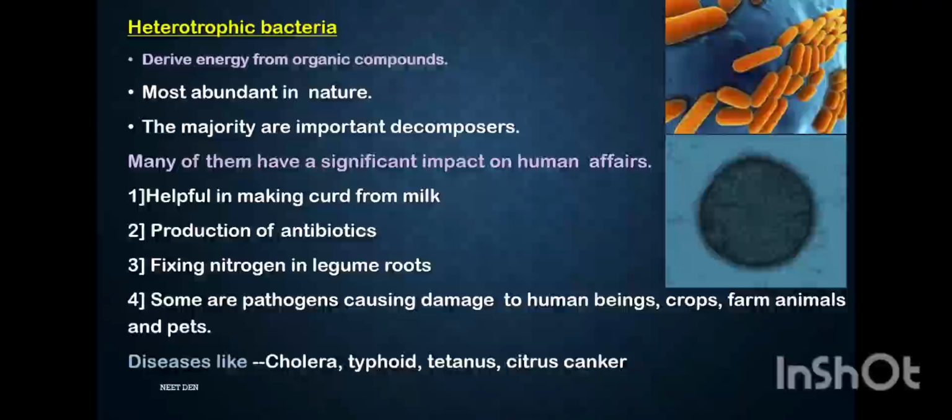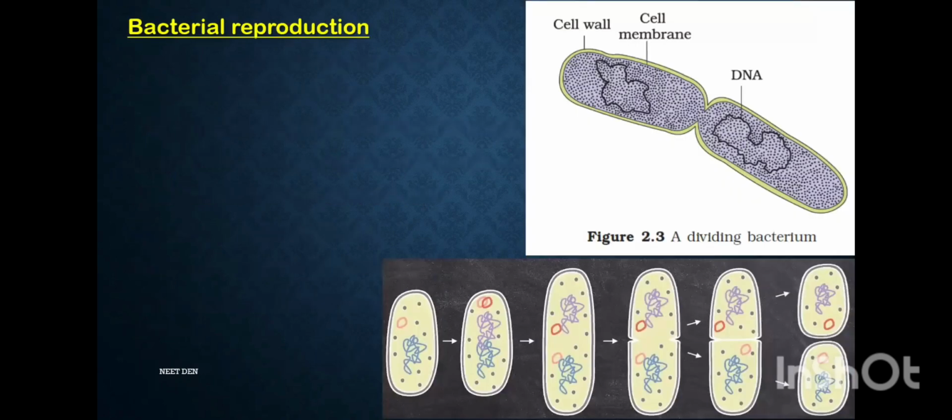So some of the common diseases which are caused by the heterotrophic eubacteria are cholera, typhoid, tetanus in human beings, and citrus canker in the plants. So how do these eubacteria reproduce? How do these bacteria reproduce?